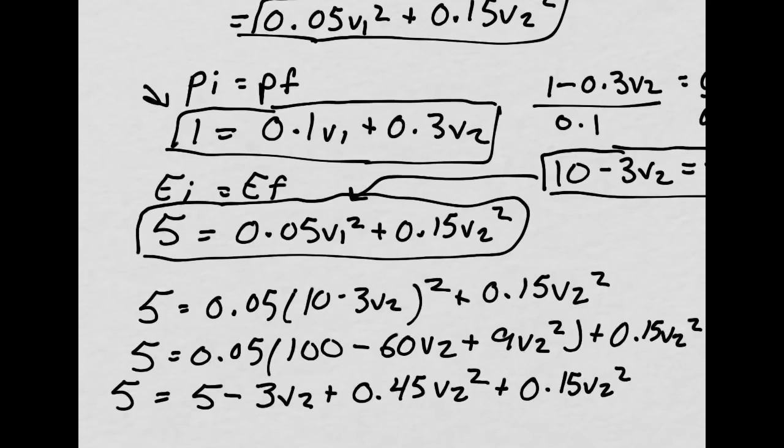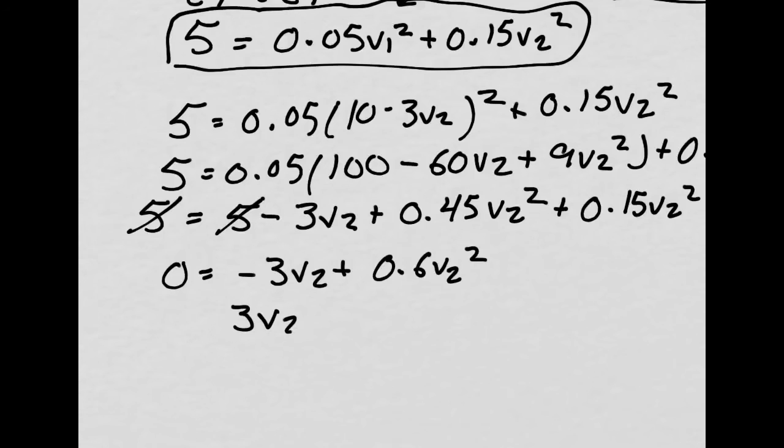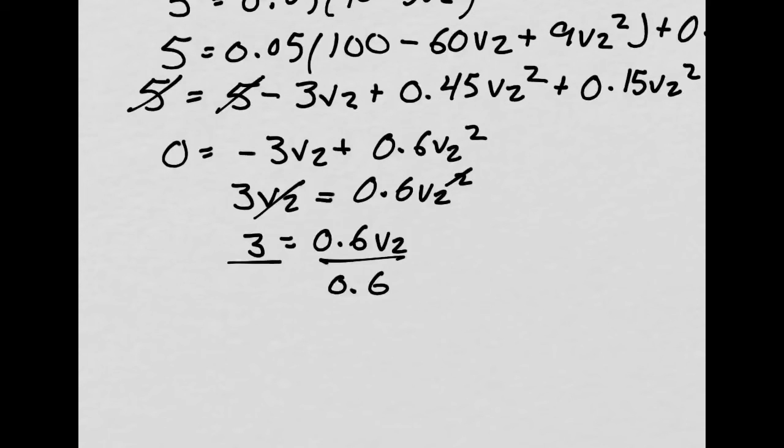So again, these will cancel. 0 equals minus 3 V2 plus 0.45 V2 squared plus 0.15 V2 squared. Let's add these together. 0.45 plus 0.15 equals 0.6 V2 squared. So 3 V2 equals 0.6 V2 squared. These will cancel. 3 equals 0.6 V2. So divide by 0.6. 3 divided by 0.6 is 5 meters per second.